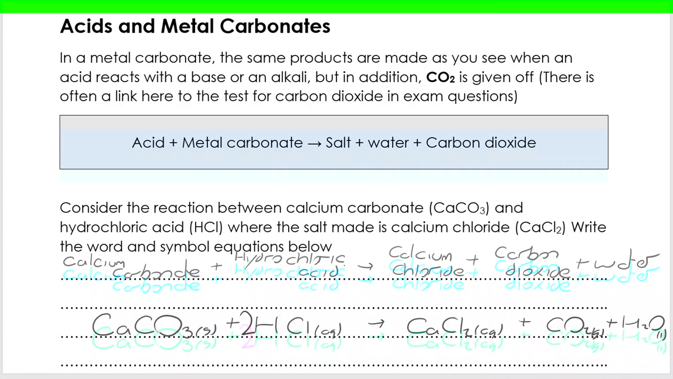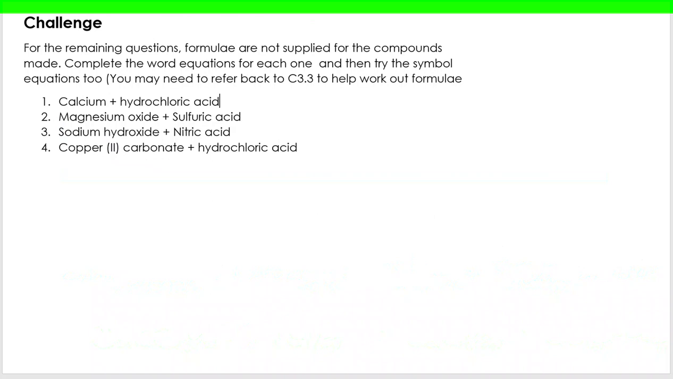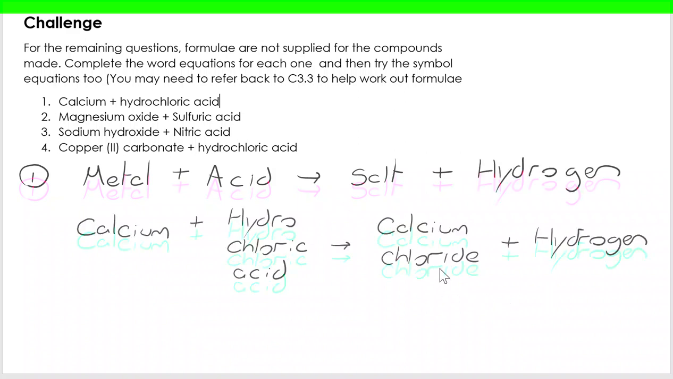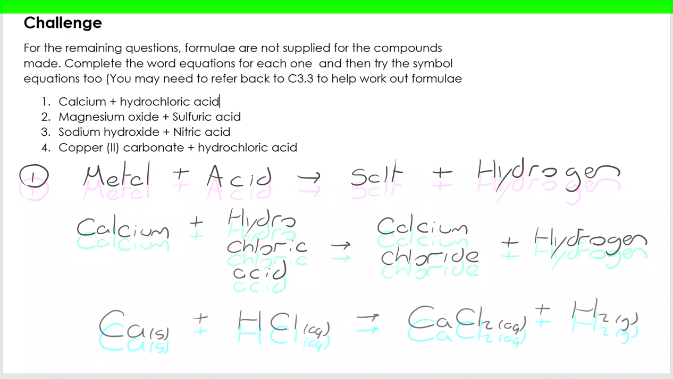So that's actually the end of new content, but there's a few questions here to just test your knowledge of what we've covered in the past few videos. Have a go at completing these tasks, word and symbol equation for each one. So for number 1, it's a metal and an acid, so it's going to make a salt and hydrogen. The word equation, well, it will be calcium chloride from calcium and hydrochloric acid, and then from there, the symbol equation, fairly straightforward, Ca plus HCl goes to CaCl2 plus H2, state symbols included, but I also need to balance it to 2 HCl.